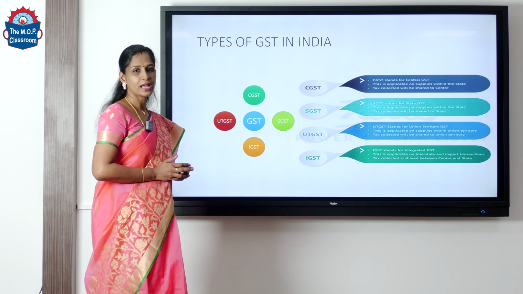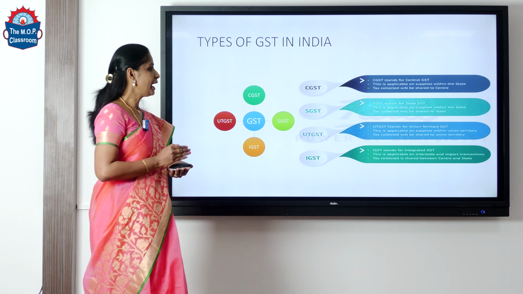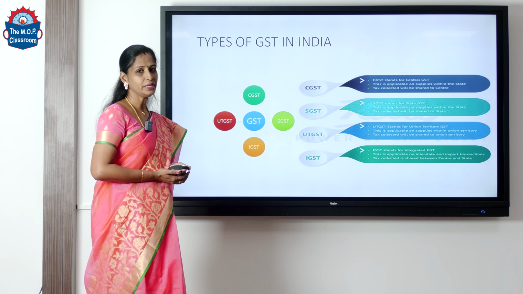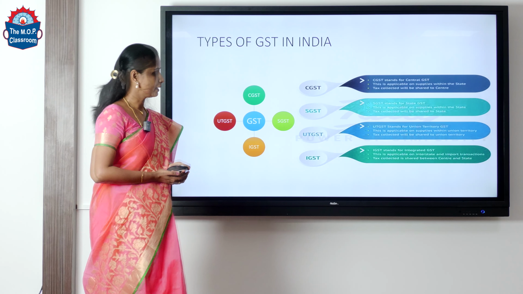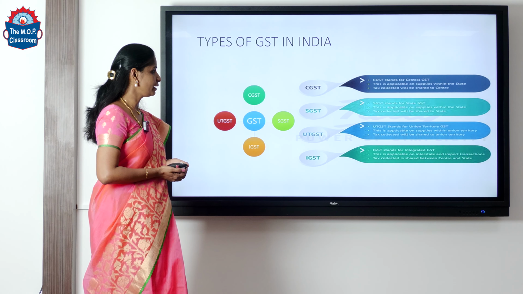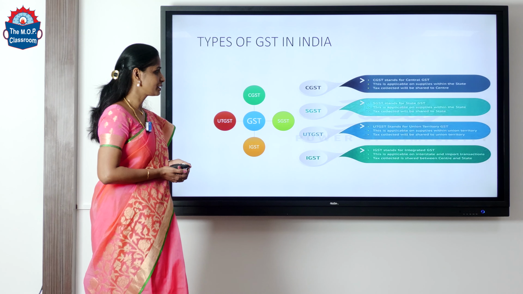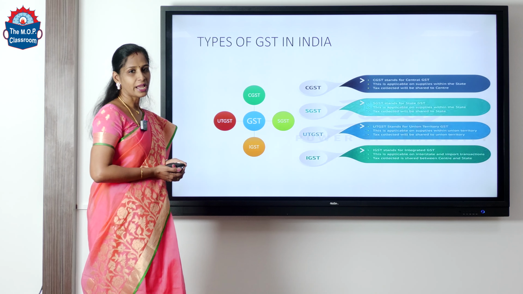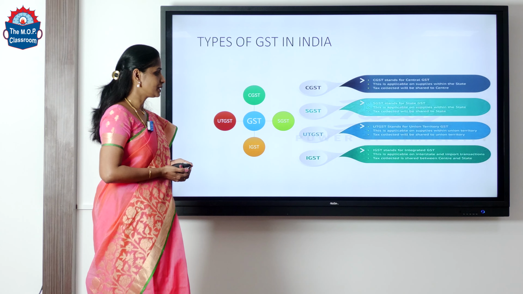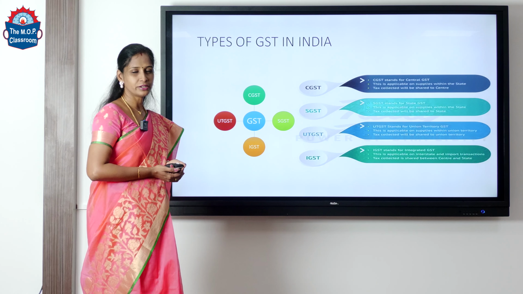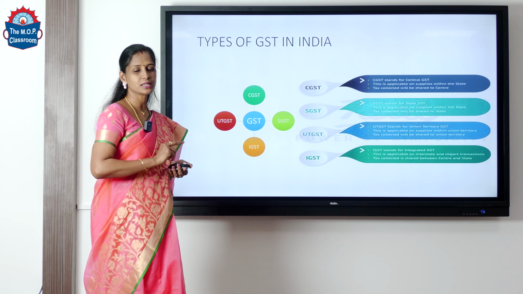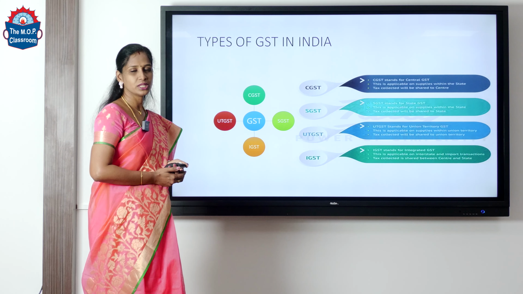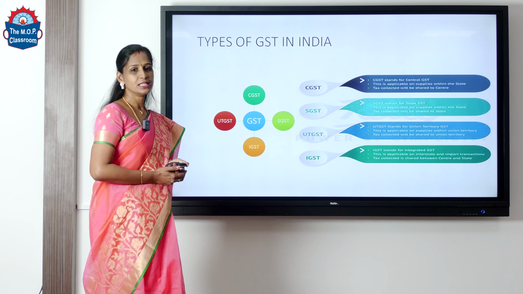The same way, when a transaction is happening within the state, SGST, State Goods and Service Tax, will be collected and that amount will be shared to the state. UTGST, Union Territory Goods and Service Tax, is collected by the Union Territory and it is shared to the Union Territory. And the last one, IGST, Integrated Goods and Service Tax, is collected when there is a transaction happening between 2 states. When there is a supply happening between 2 states, IGST is collected and that money is sent to the central and later on shared between the central and the state.